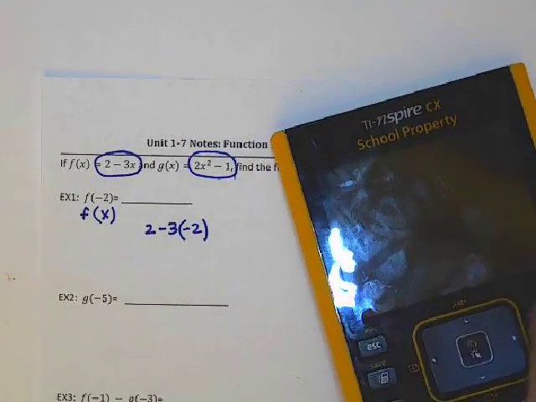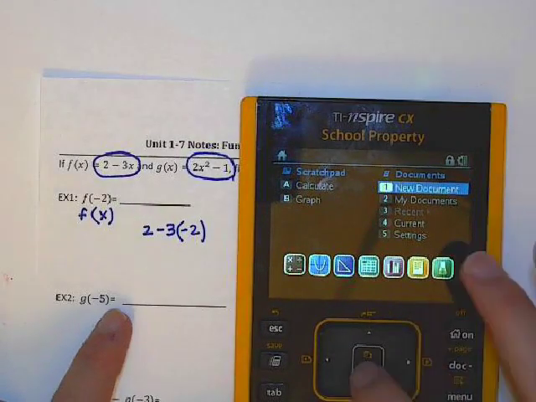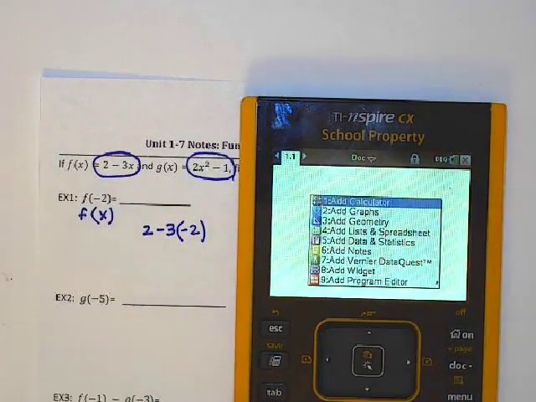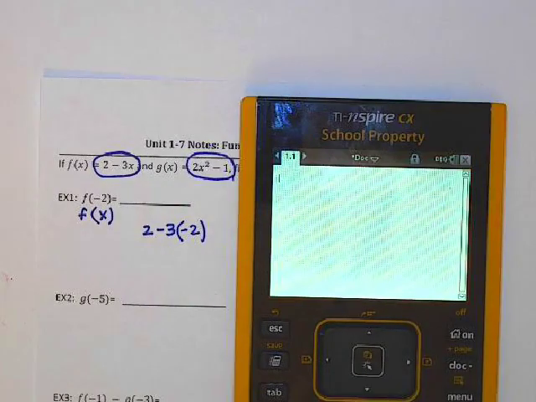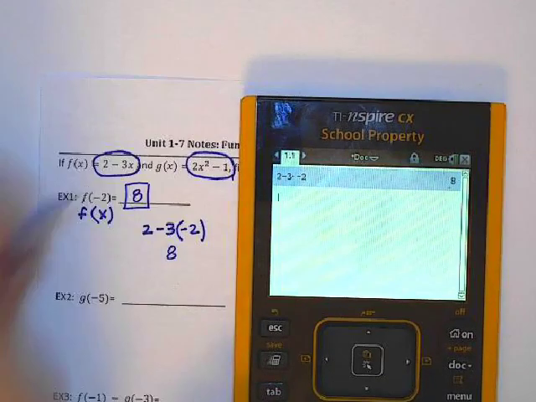Okay, turn your calculators on. We're going to plug this in. Everybody's got to get a calculator. Okay, so we're going to go to a calculator. I'm going to plug in 2 minus 3, parentheses, negative 2. Okay, I hit enter, and we get 8. So my answer is 8.